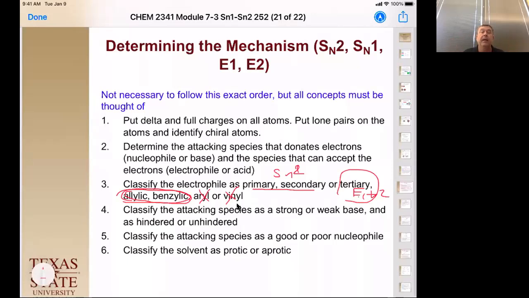Okay. Next thing you do is you calculate, is it a good or bad nucleophile? If it's a good nucleophile, it's going to act as a nucleophile. If it's a poor nucleophile, it might act as a base. Okay. And then the last thing you do is look at the solvent. If it's in a protic solvent, you can support a unimolecular E1 or SN1 reaction.